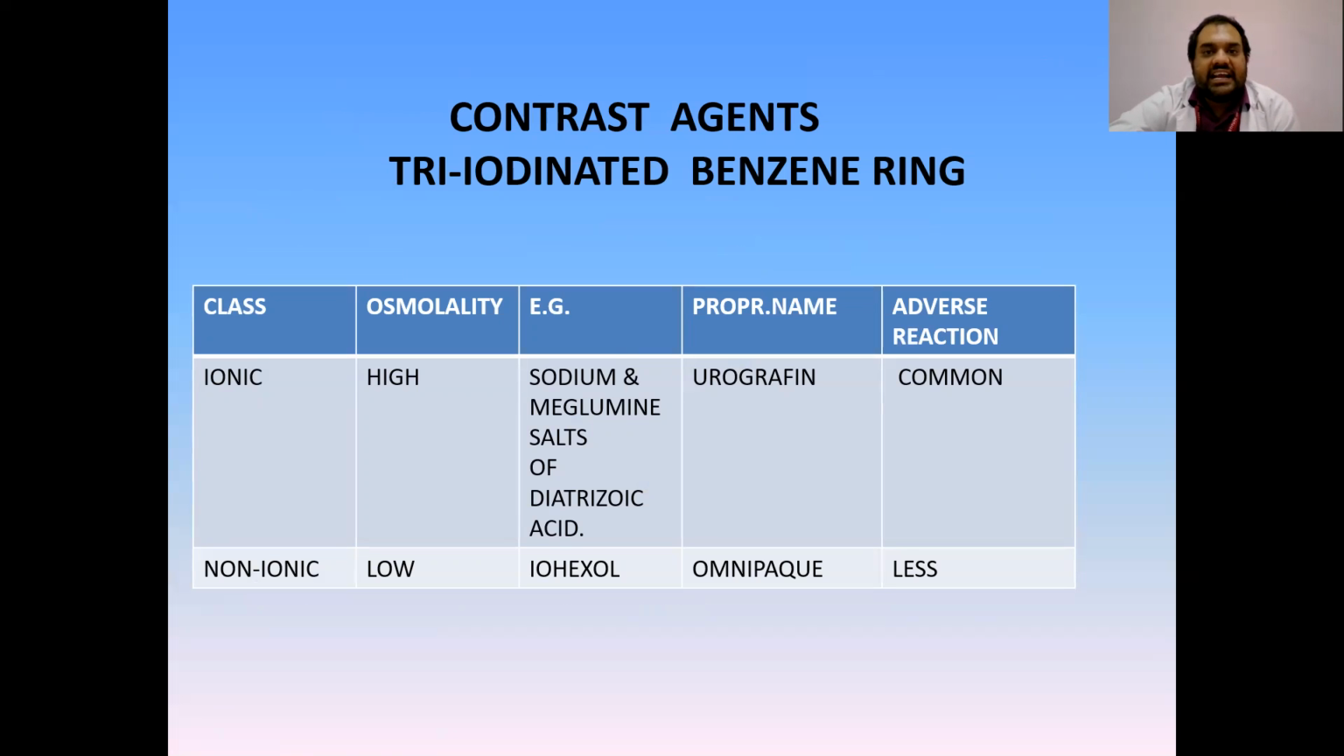Contrast agents contain a triiodinated benzene ring. There are two classes, ionic and non-ionic. Ionic has high osmolality. Example, sodium and meglumine salts of diatrizoic acid, and their proper name is Urografin. Adverse reactions are common in this group. Non-ionic agents have very low osmolality. Example, iohexol, which is given under the name Omnipaque, which has very few adverse reactions.